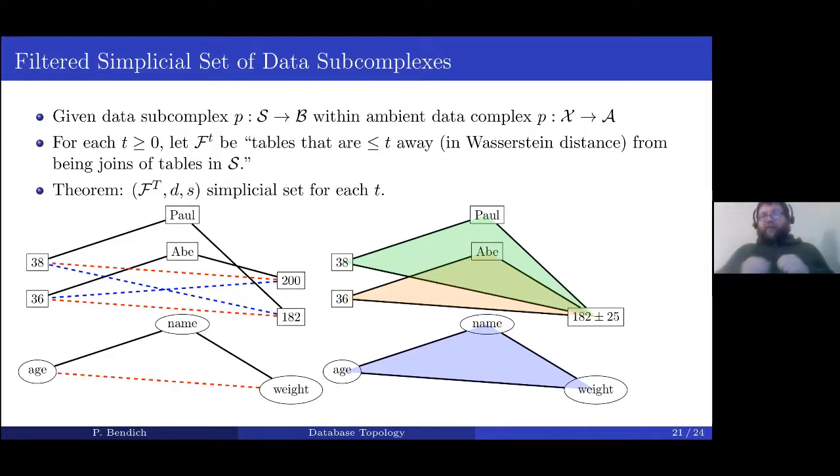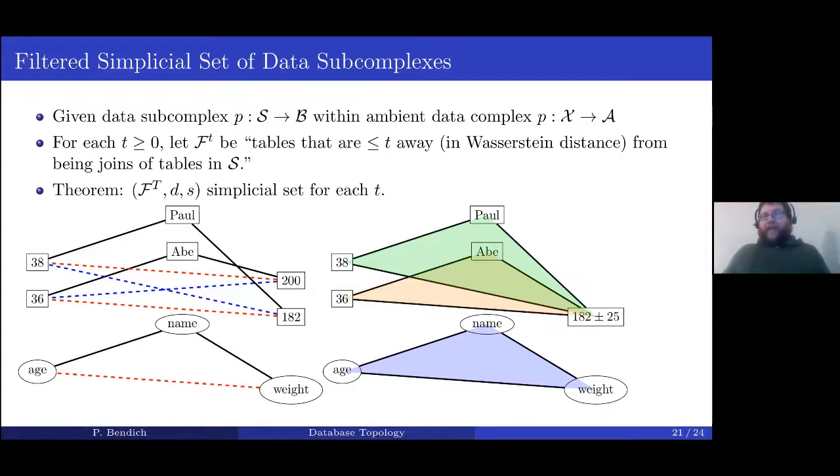Okay, so what does it mean to be almost a join? It means to be a table on my joined attribute list so that when I marginalize it downstairs, the Wasserstein distance between the marginalization and the correct answer is no more than t everywhere I check. That's my definition. The theorem is that this is still a simplicial set. It's a little bit long, but it's all just bookkeeping. Nothing is hard about that.